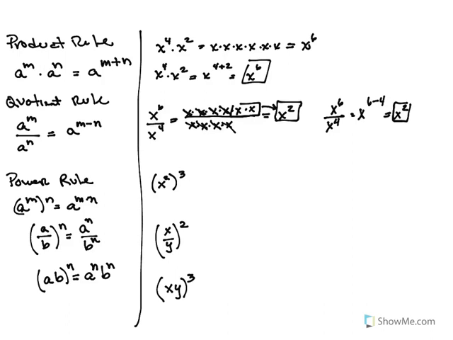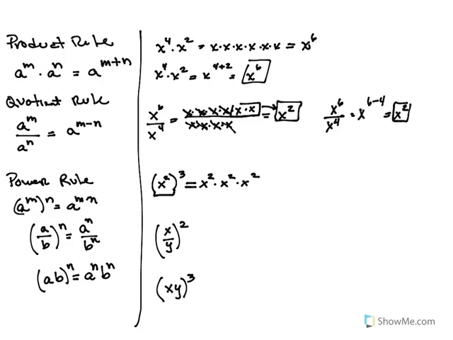Okay? Next we have the power rule. The power rule here says x squared raised to the third power. In its expanded form, if we understand the definition of an exponent, we have a base here. The base is x squared, and x squared is being raised to the third power. So what does that mean in its expanded form? It means x squared times x squared times x squared.